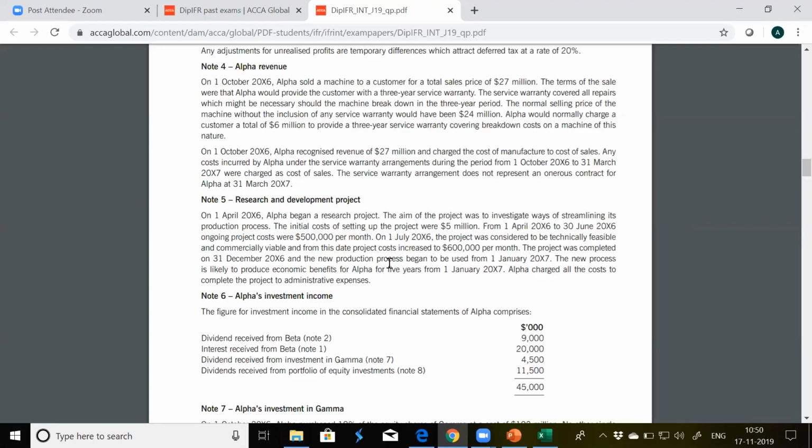Alpha charged all the costs to complete the project to administration expenses. That means whatever they were incurring in the form of 500,000 or 600,000, they have charged the entire cost to administrative expenses. What is the balance of administrative expenses?